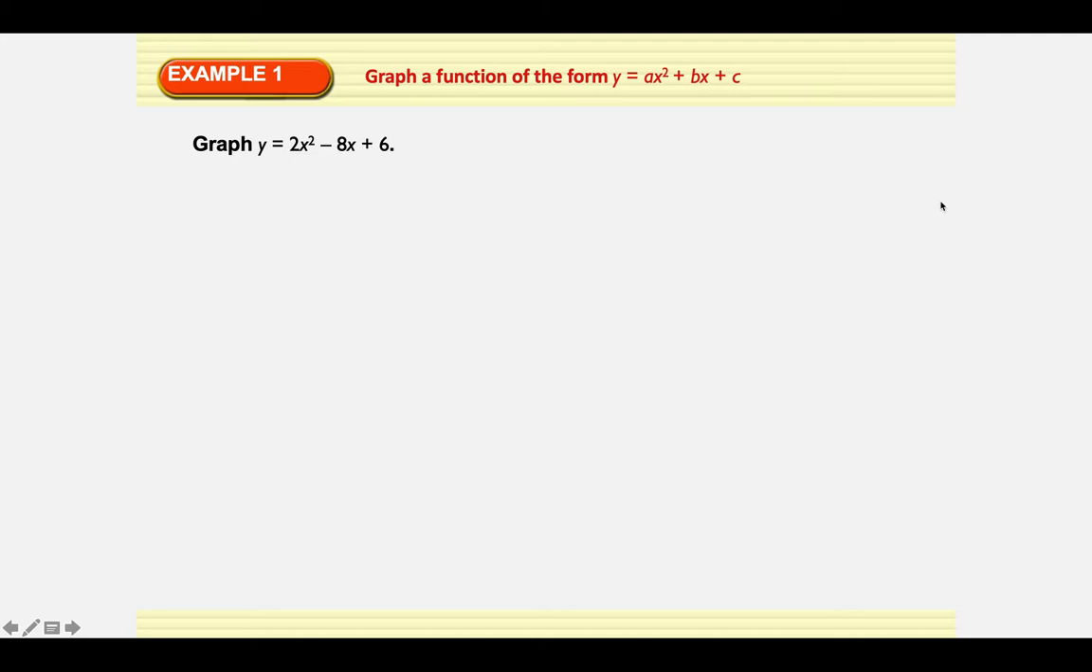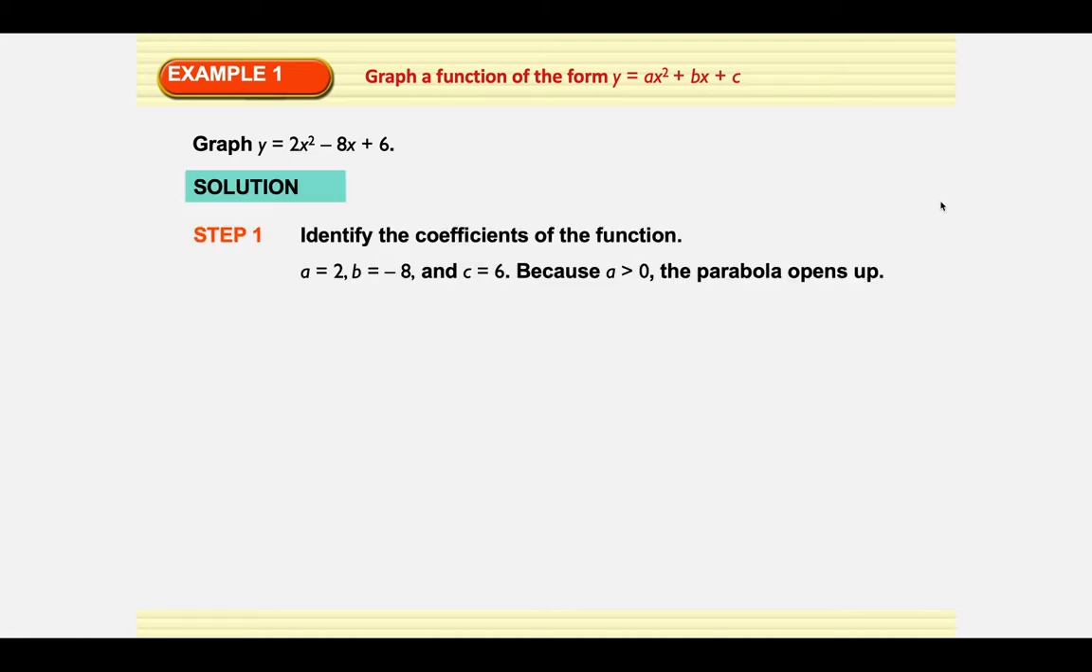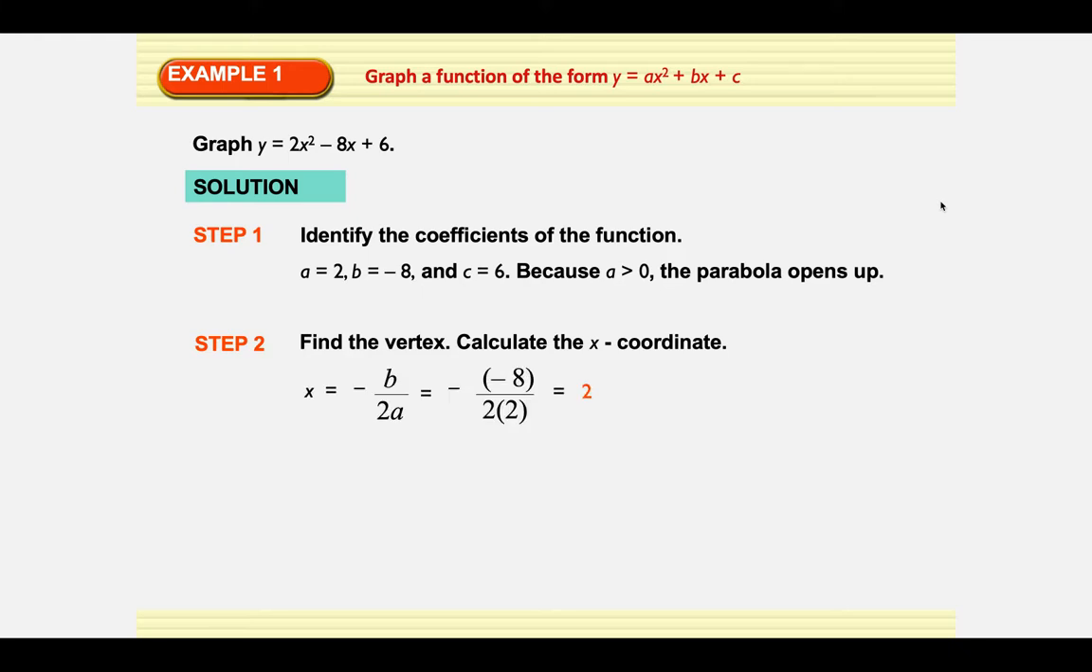Okay, we want to graph y equals 2x squared minus 8x plus 6. First thing we need to do is identify the coefficients. So a is 2, b is negative 8, and c is 6. We know it opens up because a is greater than 0. We want to find the vertex. First you calculate the x coordinate with negative b over 2a, and plugging in our values, that simplifies to 2. Then to find the y value, you simply plug in the 2 for x and simplify. When we do that, we get negative 2.